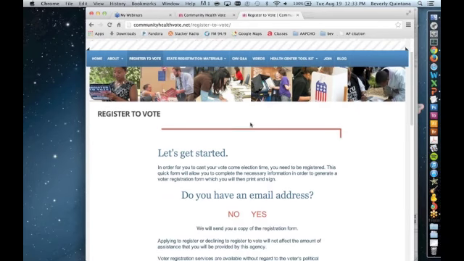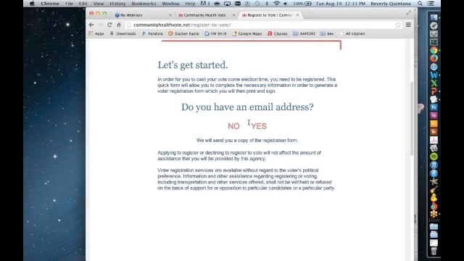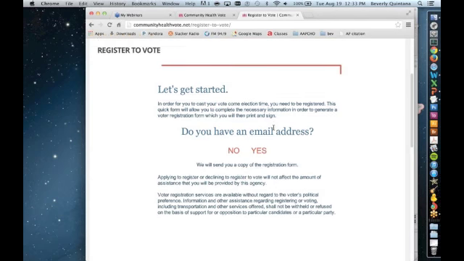We actually worked with Rock the Vote to develop an online voter registration tool. We don't have time to go through it right now, but you can each go to this site and walk through the process. You're not actually registering or re-registering to vote until you get to the end and print out the voter registration form and mail it in.